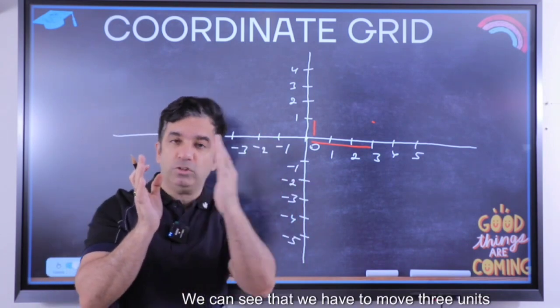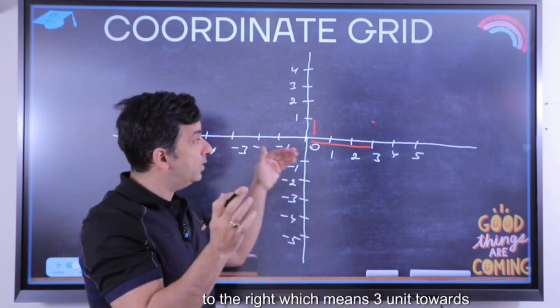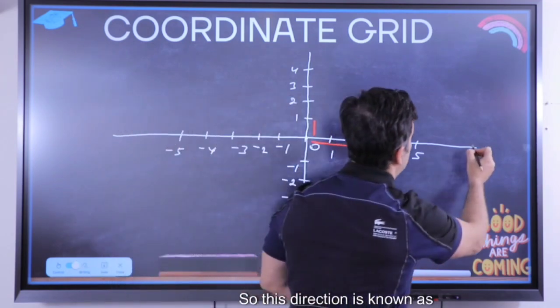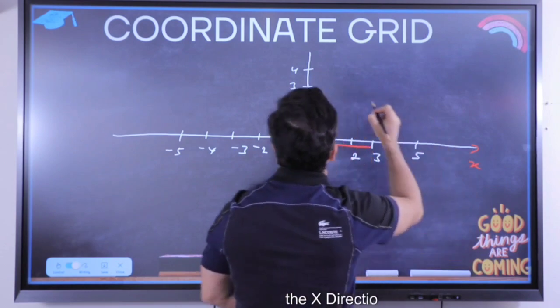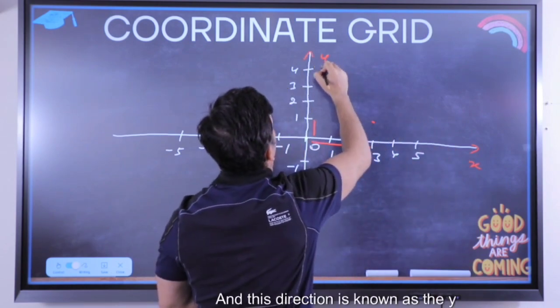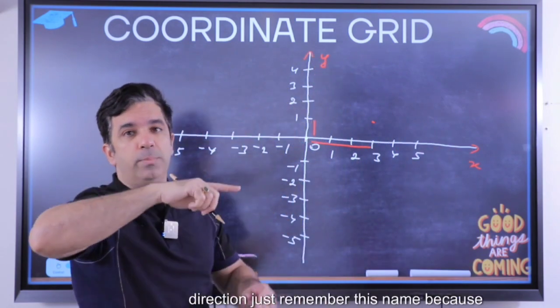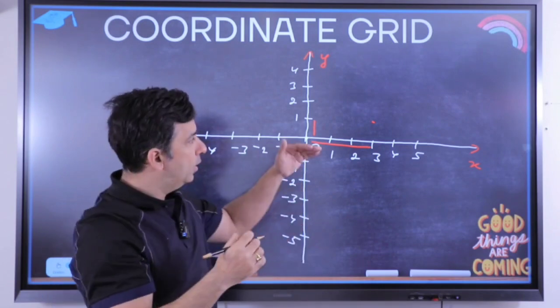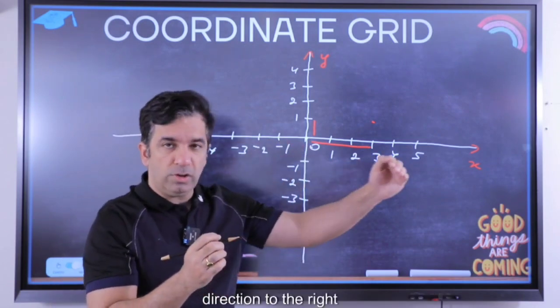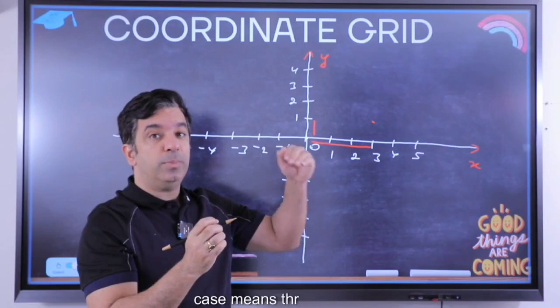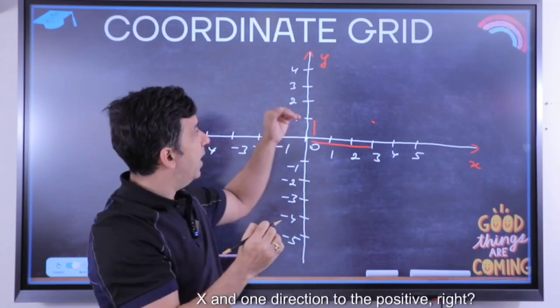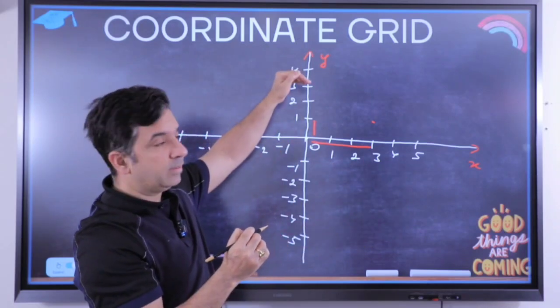So in a way, now this is the important term, we can say that we have to move 3 units to the right, which means 3 units towards this direction. So this direction is known as the x direction, and this direction is known as the y direction. Just remember this name because these are the standard names now. So in a way, we have to move 3 units to the right, which in this case means 3 units in the positive x direction and 1 unit in the positive y direction.